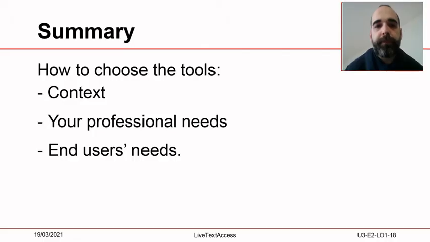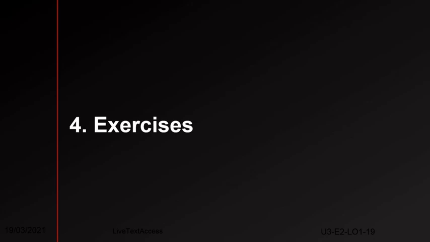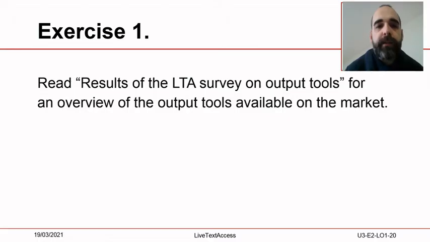Summary. In conclusion, we suggest that when choosing the output tools, you need to take into consideration 3 aspects: the context you will work in, your professional needs, and the needs of the end users. Exercises. Read results of the LTA survey on output tools to have an overview of the output tools available on the market.